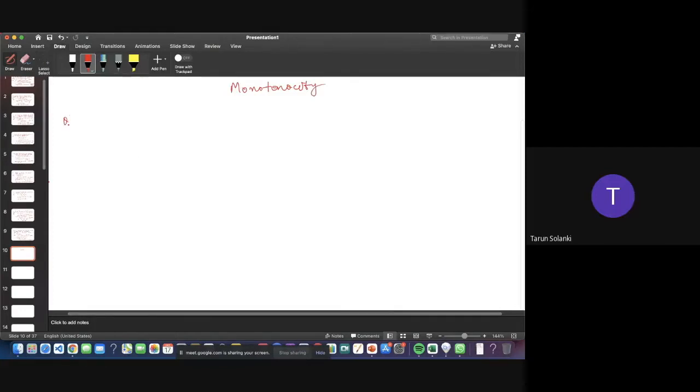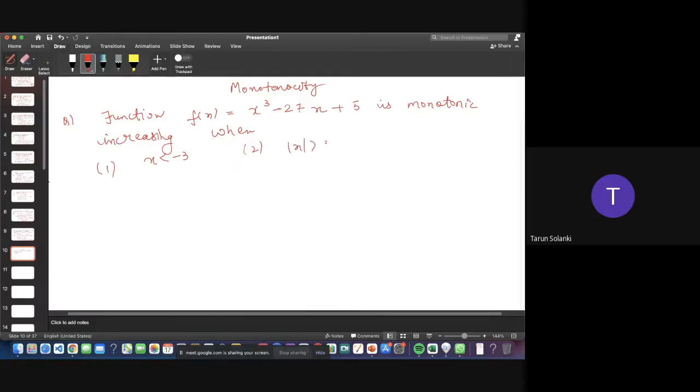So the question is, given the function f(x) is equal to x cube minus 27x plus 5, it is monotonic increasing when: x is less than minus 3, mod x is greater than 3, x is less than or equal to minus 3, and fourth, mod x is greater than 3.